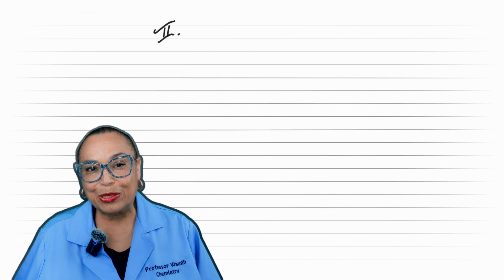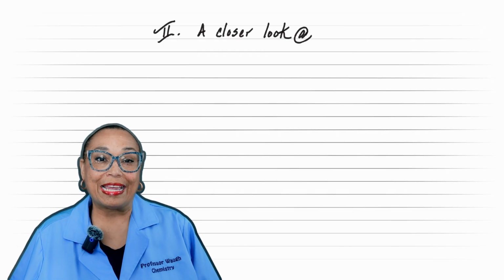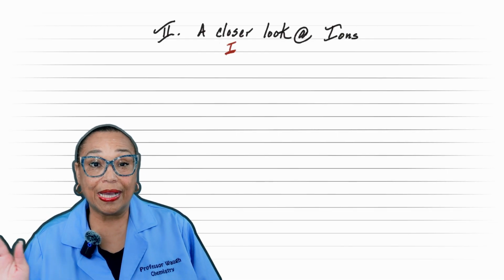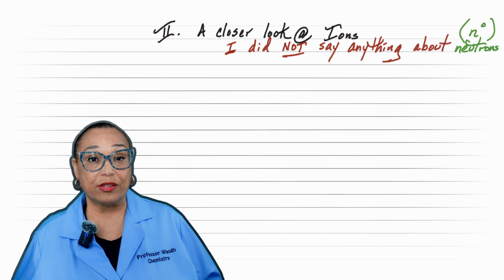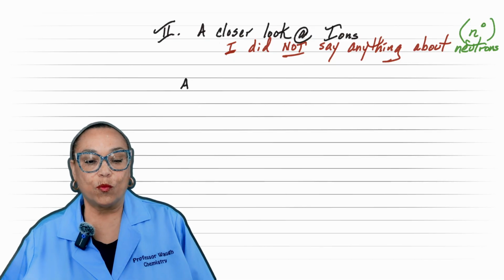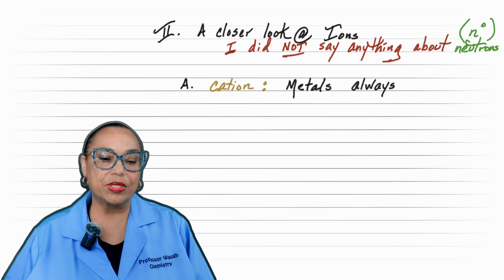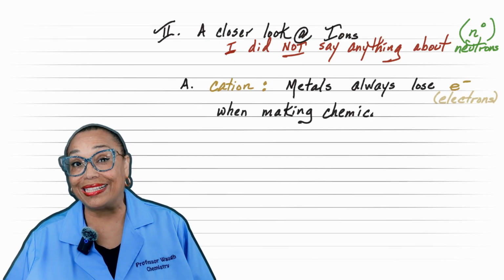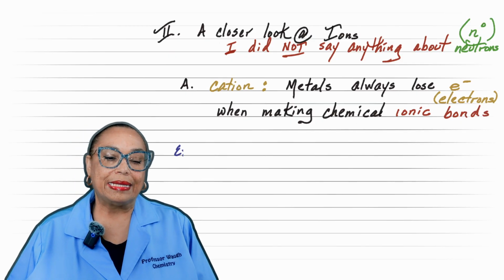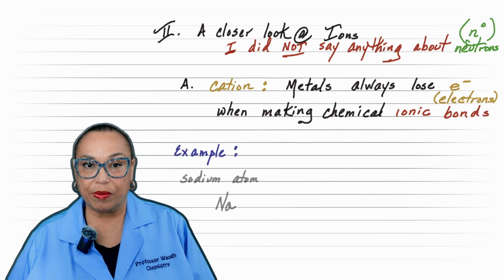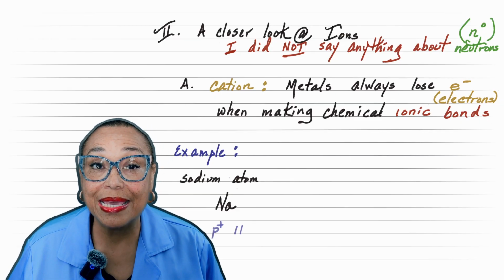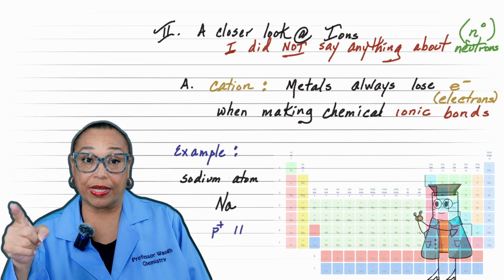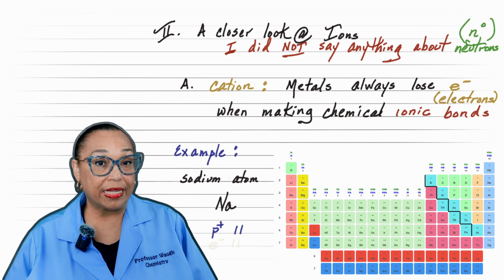Now let's take a closer look at ions. Remember, I didn't say anything about a neutron, so I don't want you to even consider that. Now with a cation, metals always lose electrons when making chemical ionic bonds. An example of that is the sodium ion. Sodium has 11 protons. You know where to find that on the periodic table. And the number of electrons is 11.